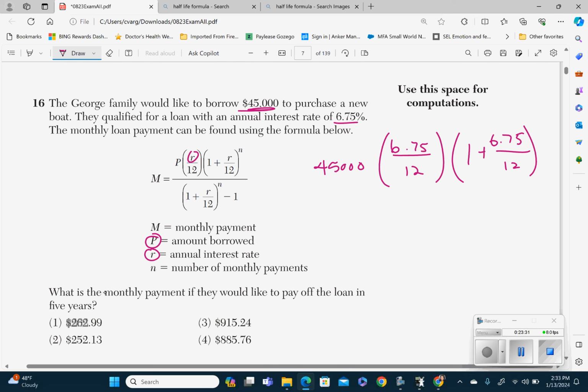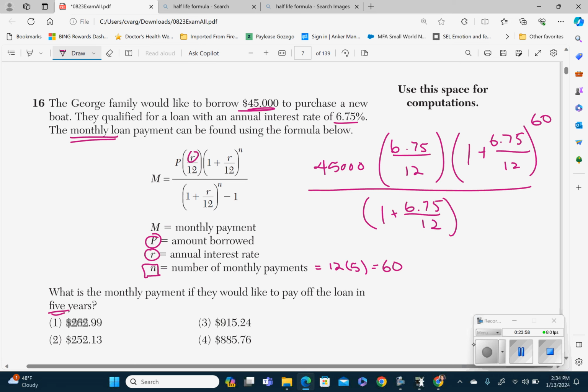So now we're looking for our time here. Our N is our number of payments. If you take a look, there's a monthly loan for 5 years. So N is going to equal 12 times 5, which is equal to 60. So we're going to put a 60 over here, and the denominator is going to be parentheses 1 plus our R again, 6.75 over 12, and this is again raised to the 60th power. This is minus 1. So put this whole thing into the calculator, hit enter, and you're going to get 885.76.